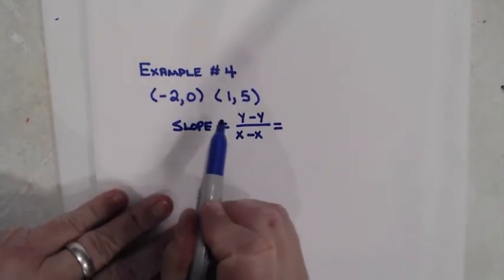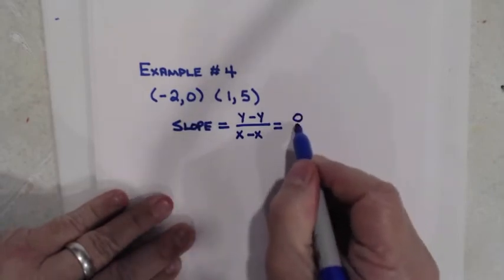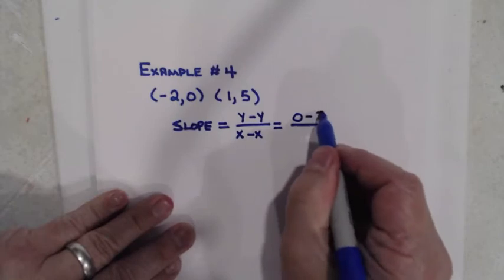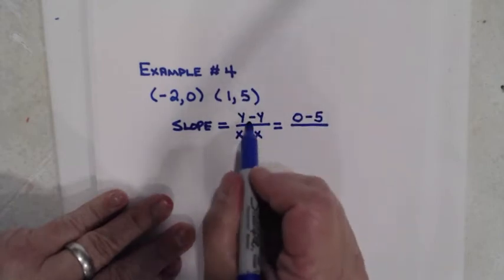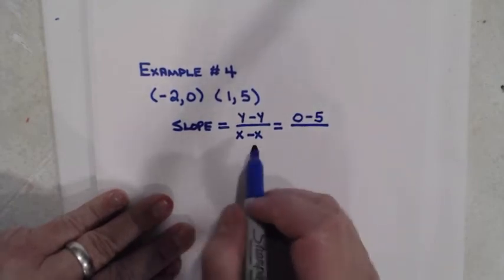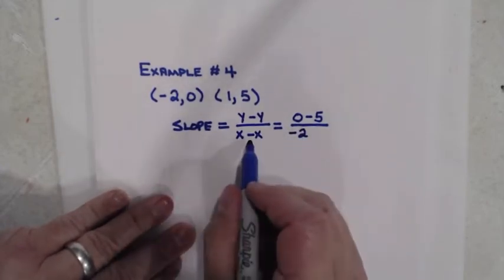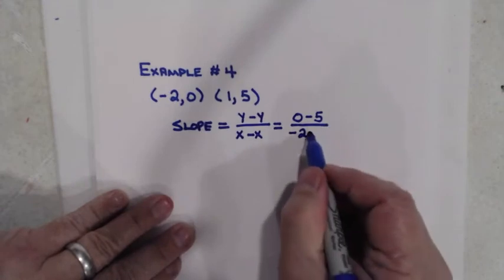What is my first y? 0. What is the opposite of my next y? Negative 5. What's the opposite of positive 5? Negative 5. My first x is negative 2. What's the opposite of positive 1? Negative 1.